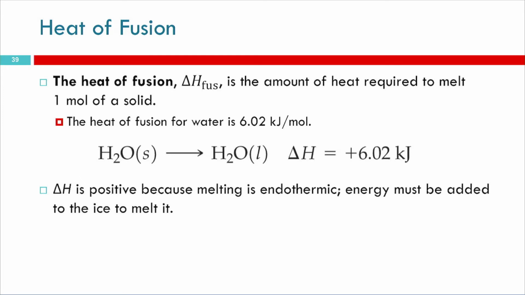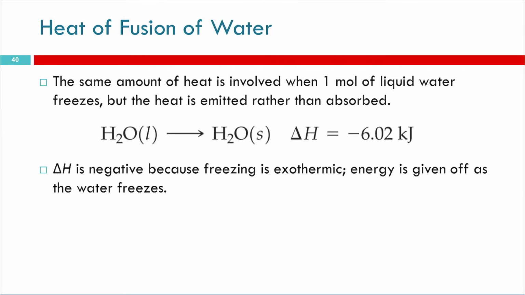That makes sense too, right? If you don't put it into the freezer to melt it, you add heat to melt it. You add heat to your frozen pork chops or chicken or whatever, frozen vegetables to thaw them. The same amount of heat is involved when 1 mole of liquid water freezes, but the heat is emitted rather than absorbed. Delta H is negative because freezing is exothermic. The energy is given off as the water freezes.